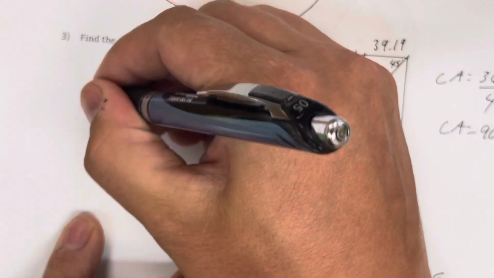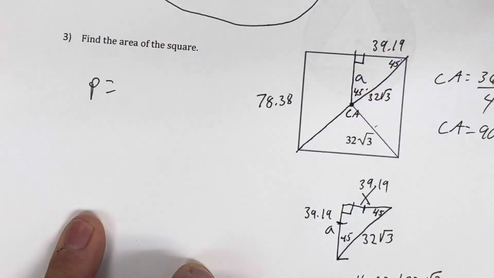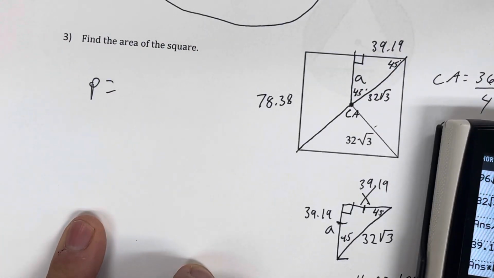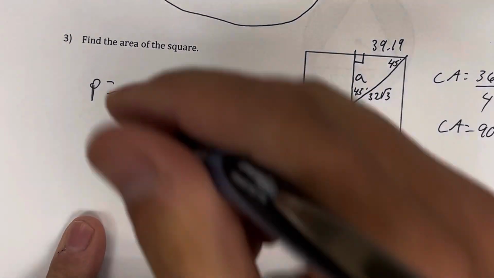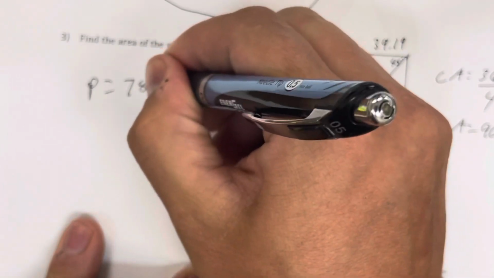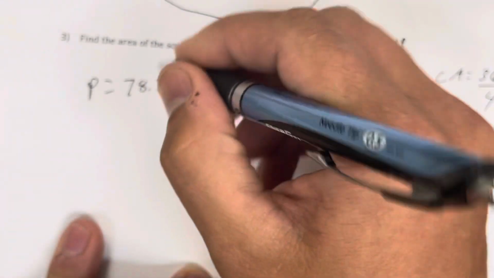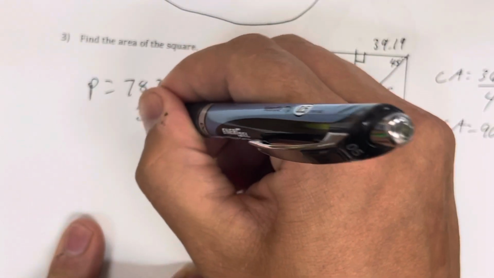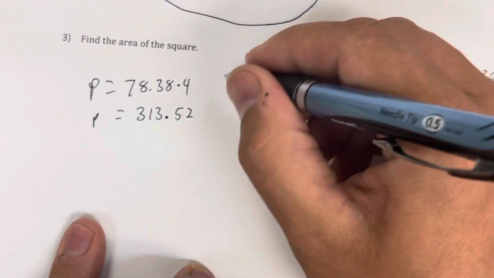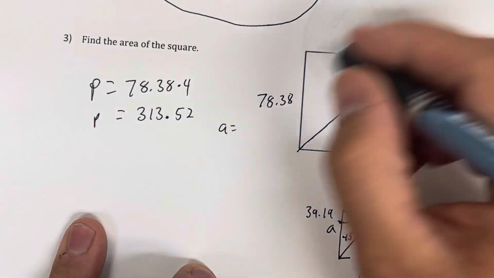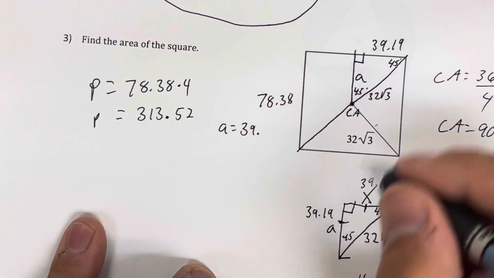Okay, perimeter equals 78.38 times 4. I just multiplied it by 4, 78.38 times 4. And that's 313.52 equals the perimeter. The apothem is also 39.19.